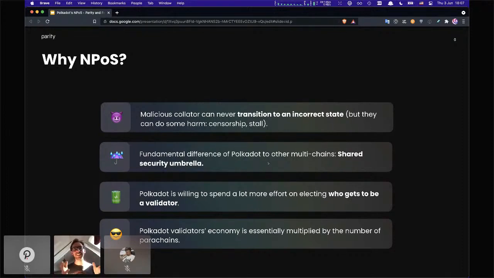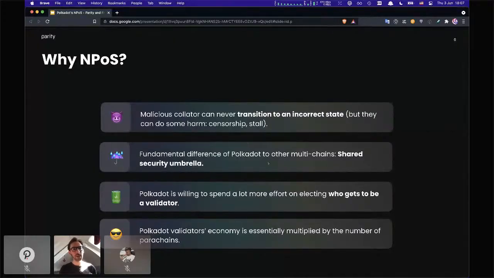So again, emphasizing that the Polkadot validators have a really important role. It's much more than just being the block authors of the relay chain. It's essentially being the block verifier of all the parachains, which is much more.